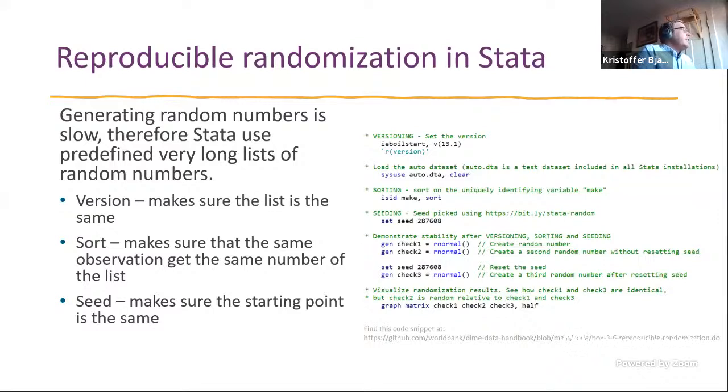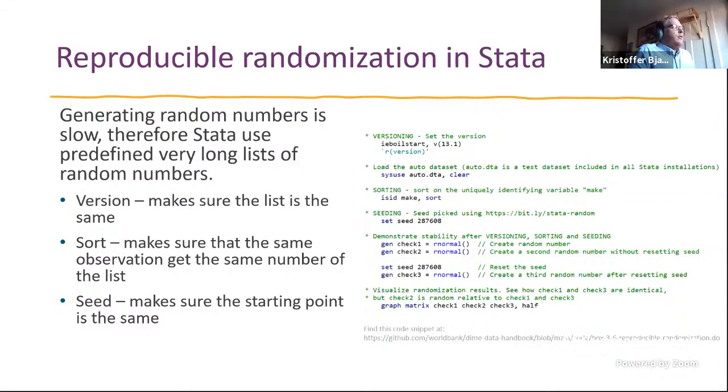Then you need to sort the data, because the first item in that list will go to the first observation in your data set. If the sort order is different between runs, then different observations will get the first number in the list. So in order to make this reproducible, so each observation always gets the same random number, you have to make sure that the data is sorted the same way. That also means that it has to be exactly the same observations, because if you add or remove an observation, the sort order is no longer the same.